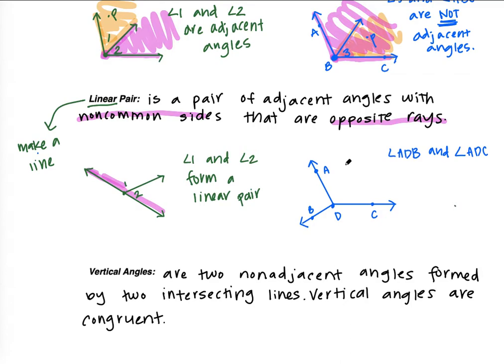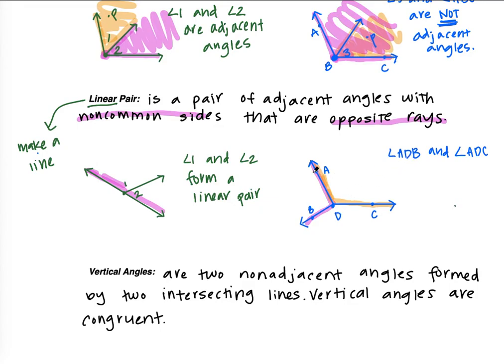Now let's look at the example over here in the blue. We have two different angles, right? We have angle ADB, and then we have angle ADC. Remember, these two angles are adjacent, right? Linear pair is a pair of adjacent angles. They're adjacent because they're next to each other and they're two different angles, okay? So now we're looking to see if they have non-common sides that are opposite rays.